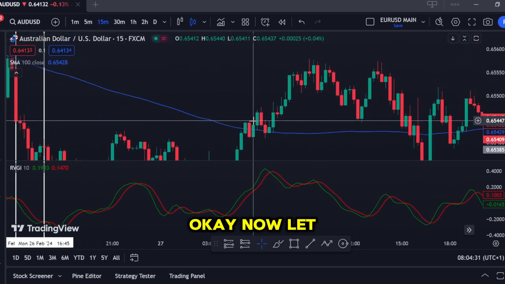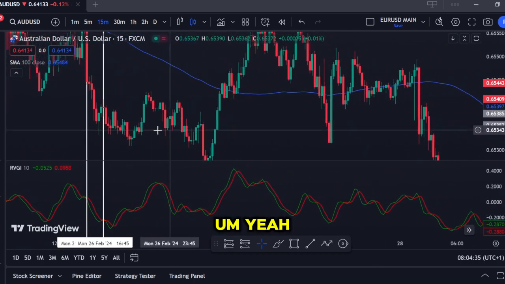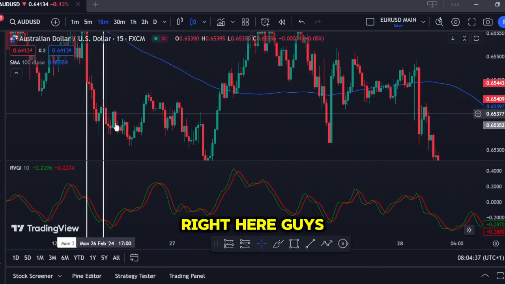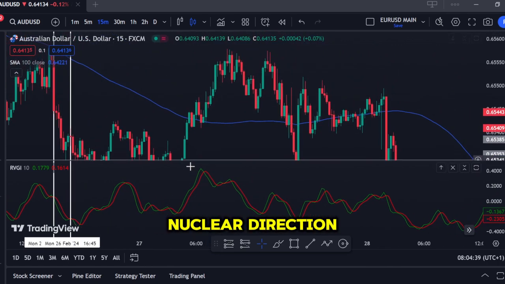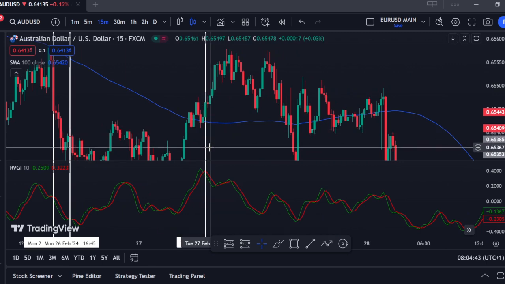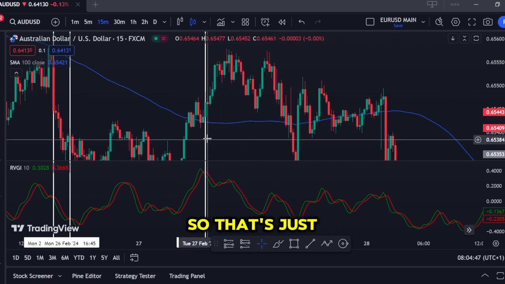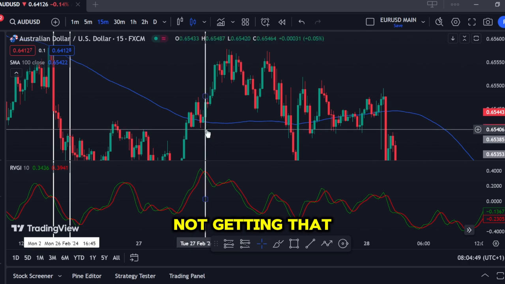Okay. Now let's just go a little bit. Yeah. Right here, price was just ranging, no clear direction. Let's say maybe you bought right here on this green candle. There has not been any phenomenal move in the market so far, so that's just why we are not getting that good of a move.